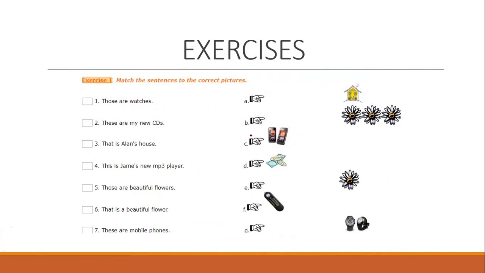Those are watches. Which letter is the correct one? So those refers to long distance. Watches refers to plural. So the answer would be letter G, right? Yeah. Very good.